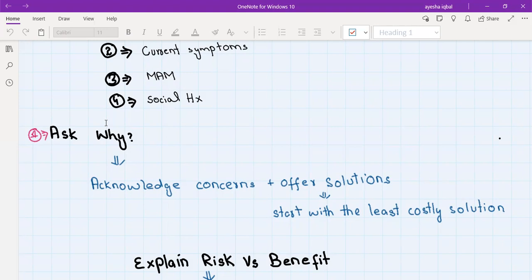You need to explore the patient's reasons, and you need to acknowledge the patient's concerns. You should tell them that I understand where you are coming from, I totally appreciate that you do not want to stay in the hospital. And try to offer solutions, but start with the least costly solution. So, for example, if he has a child at home, you can tell the patient, how about you ask your friends and family to take care of the child, and if that's not possible, then you can go towards a nursery or other options where the patient has to pay.